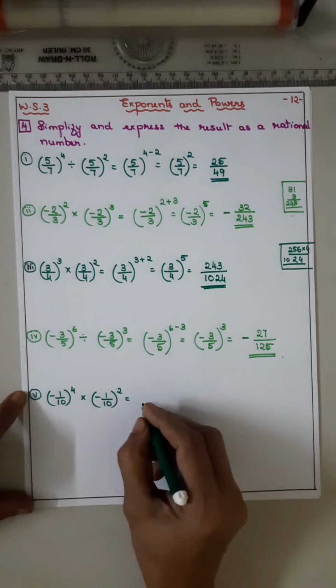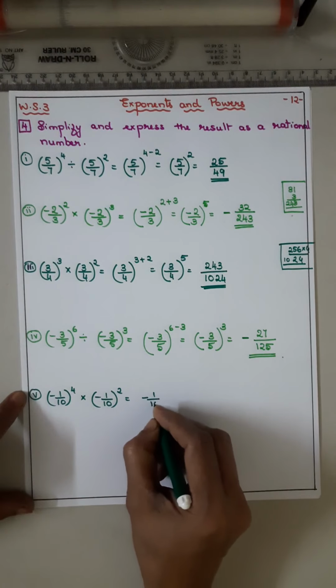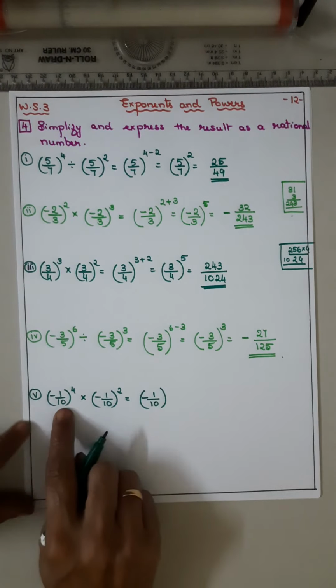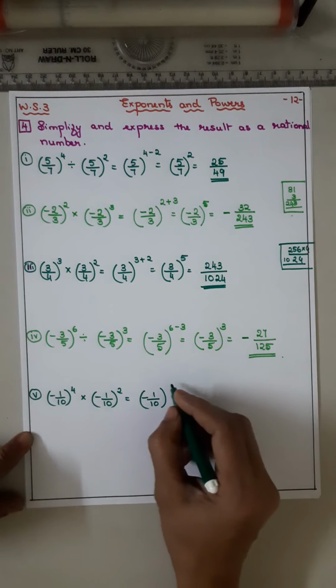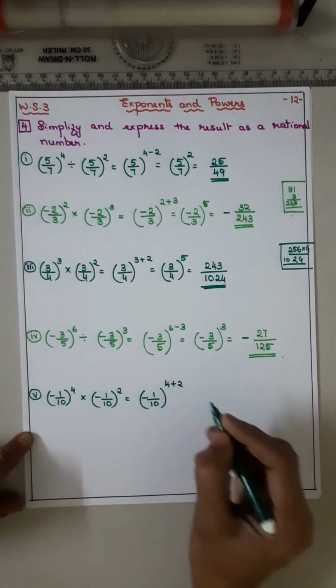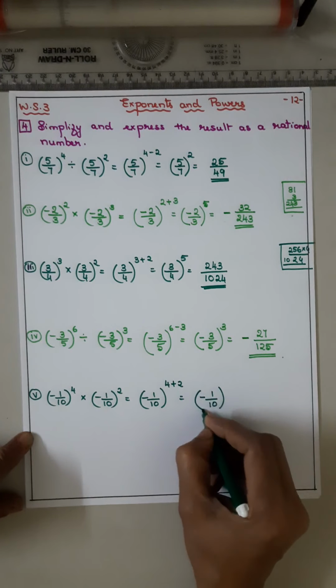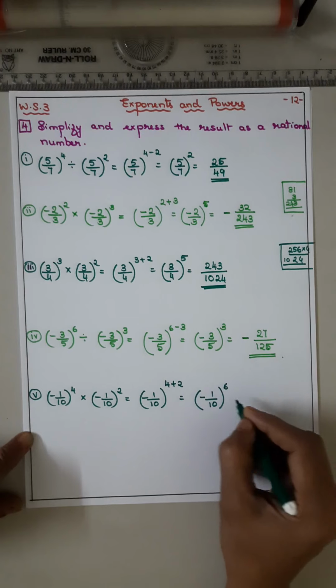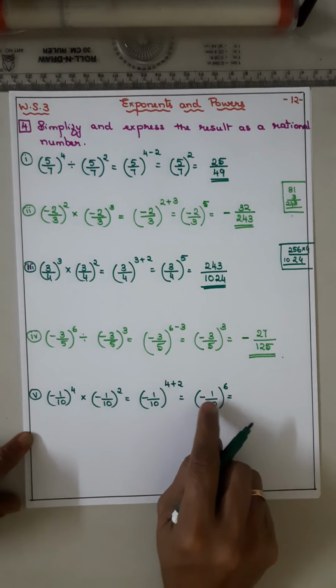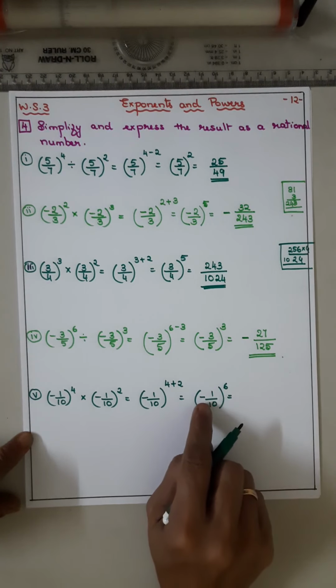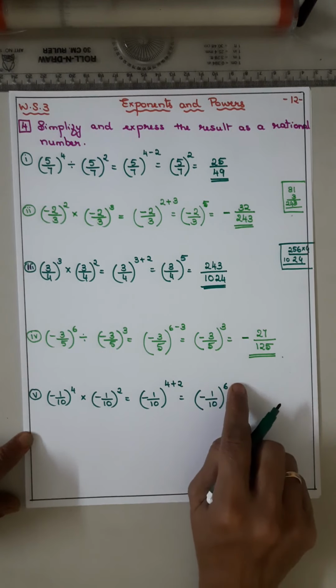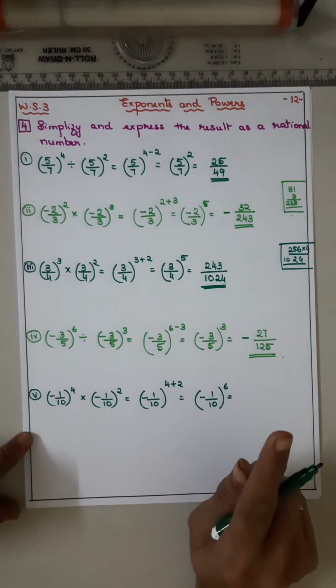Now coming to the fifth one. The base is minus 1 by 10, and in between it is a multiplication sign. So add the powers. Minus 1 by 10, 4 plus 2 is 6. Now the number is negative and the power is an even number. So the answer becomes positive.